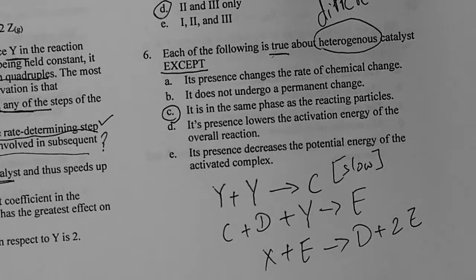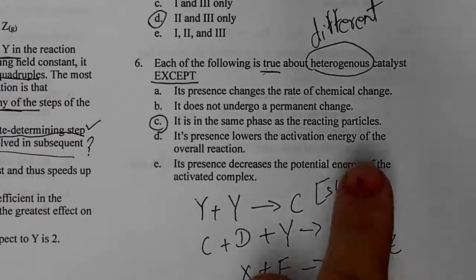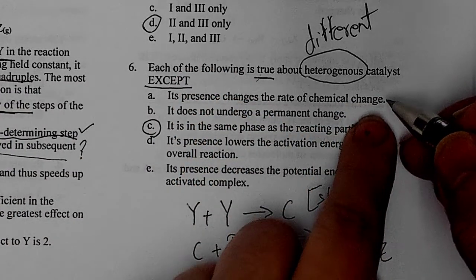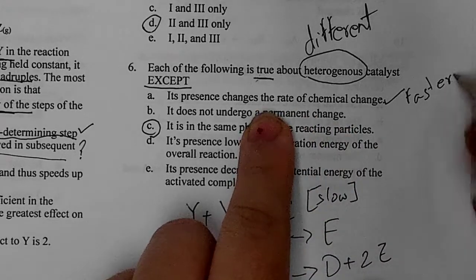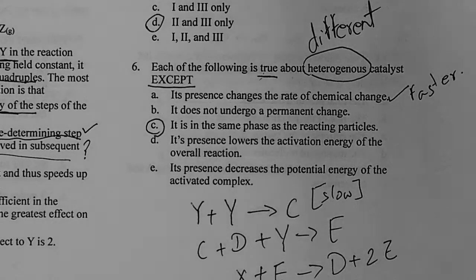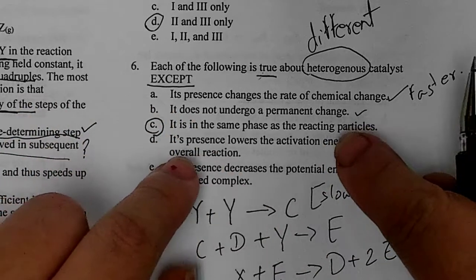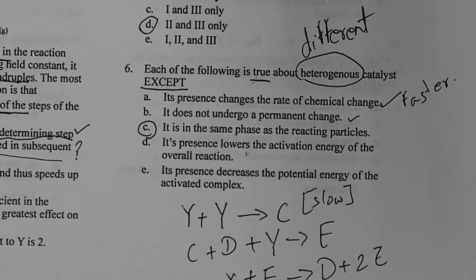Also, let's talk about each one. You should see that A, B, D, and E are true because take a look. Catalysts change the rate of chemical change. True or false? True, right? Because they make it faster. Catalysts do not undergo permanent change. True, because they are used and then remade again. Their presence lowers the activation energy. That is also true. Remember when we drew the graph, catalyzed versus uncatalyzed, right? The catalyzed one goes down.